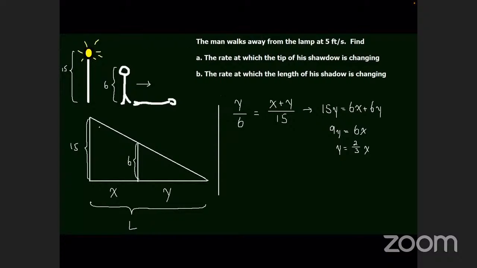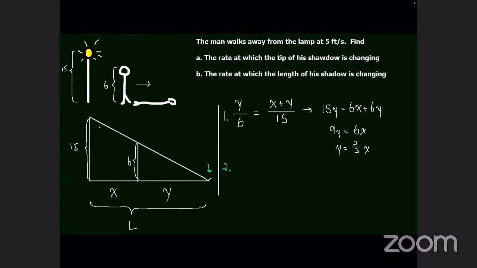So this was step one. Step one was figuring out this proportional triangle and solving for y in terms of x to eliminate a variable. Okay, step two, how are we going to figure out what relationship will tell us how fast that point is moving?